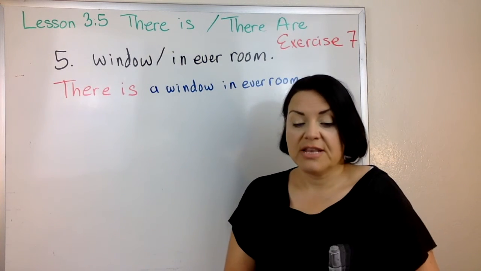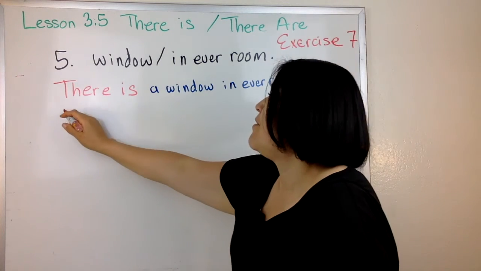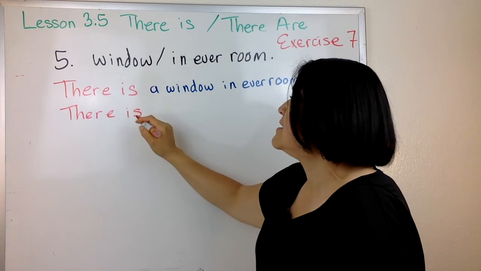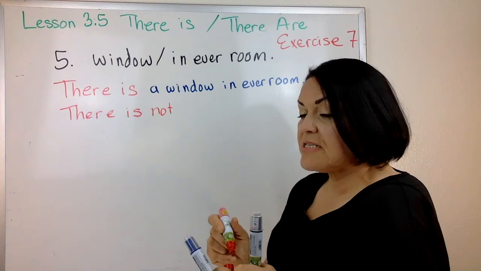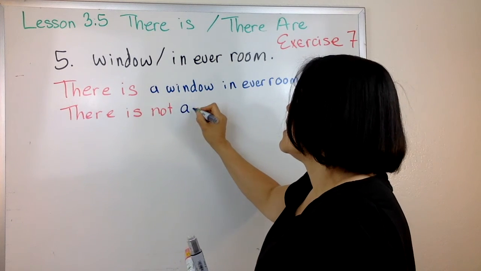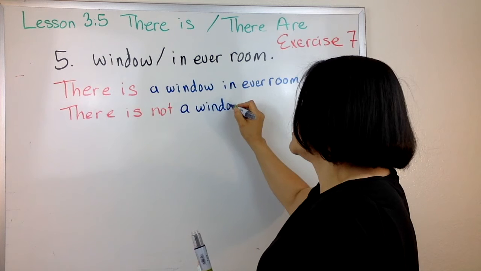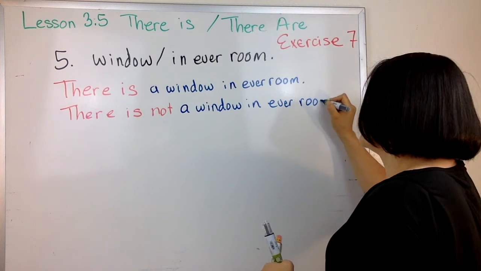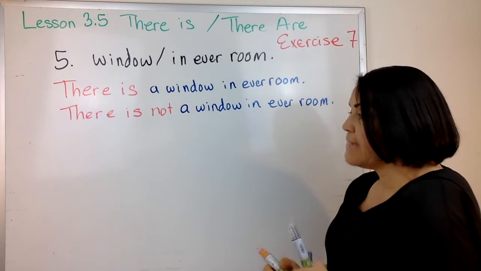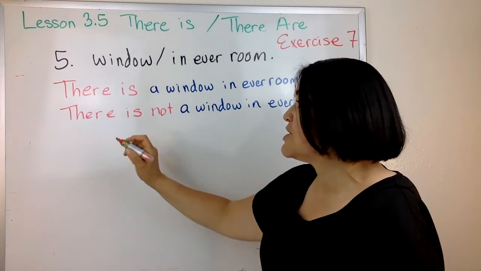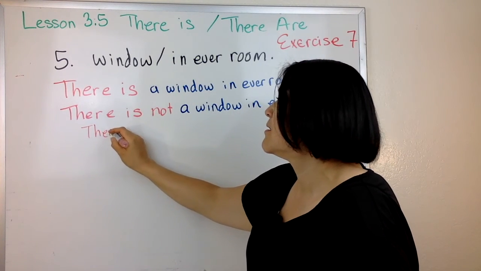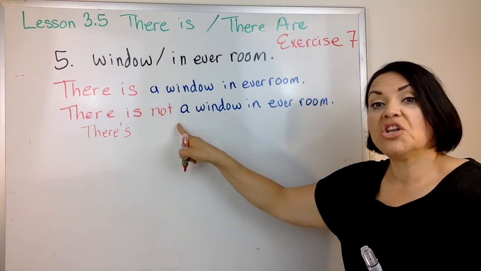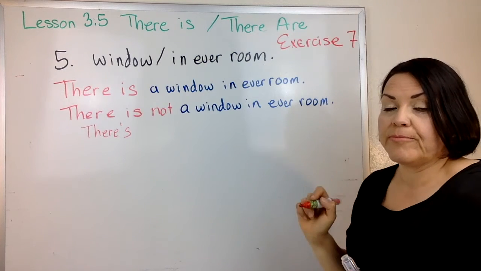Now we're going to do the negative. Okay? There is not. There is not a window. There's not a window in every room. Okay? This can also be the contraction. You will hear more people say, there's not. There's not a window in every room.